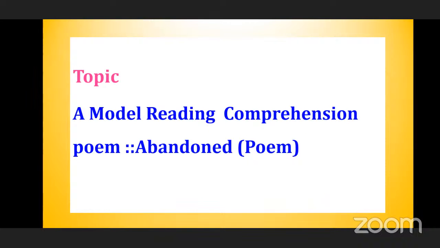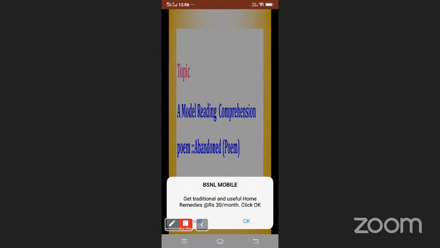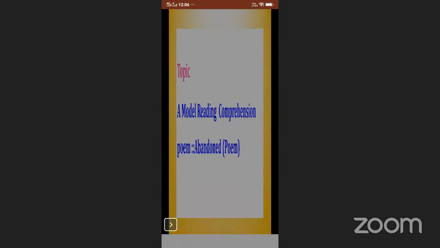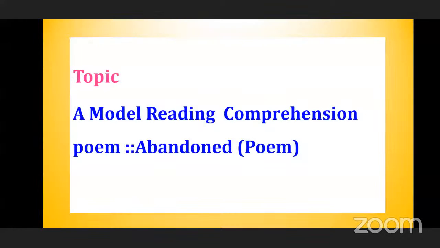In the last class, we had a detailed discussion on section C of the 5th unit, social issues of the abandoned poem. Today, we are going to have the class on the reading comprehension model. Today we are going to have a model reading comprehension poem. The same poem we had discussed. We are looking at this poem from the examination point of view. Of course, this poem is not prescribed for the reading comprehension, but we are looking at the model of this poem as a reading comprehension poem.